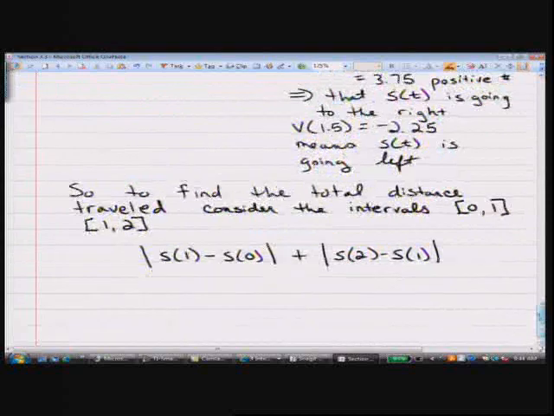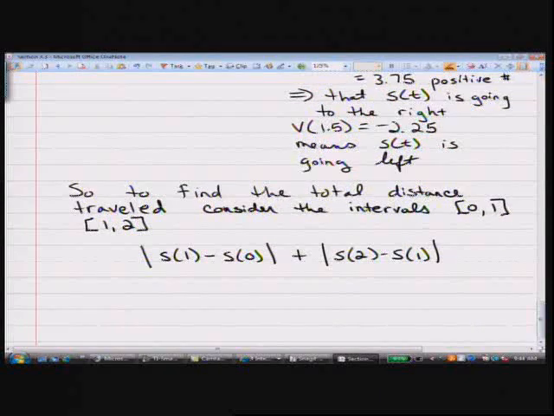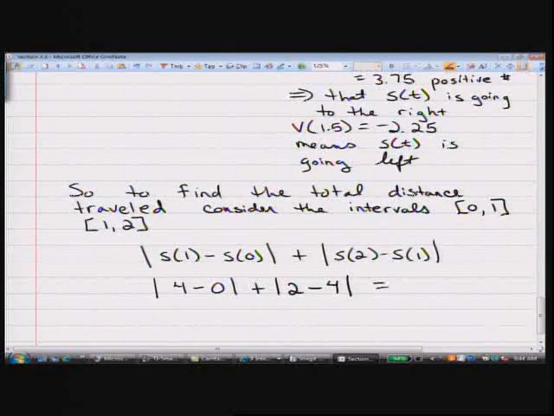Okay? And so S sub 1 minus S sub 0, that was when we went at S sub 1, we were at 4 seconds, we were at 4, and S sub 0, we were at 0. And then at S sub 2, where were we? We were at 2. And at S sub 1, we were at 4. And so in absolute value, you do get, this is 6 meters traveled.